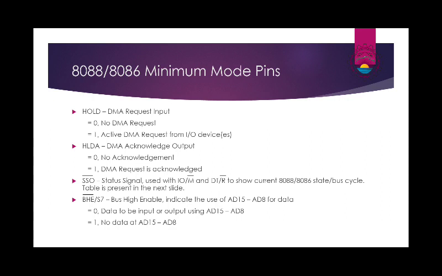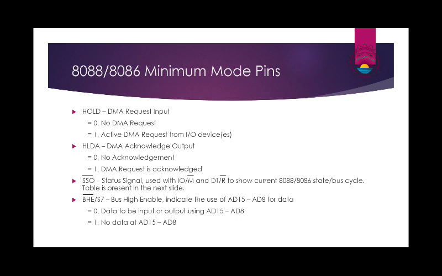Then we have to discuss the SS0 bar pin, that is 8088 microprocessor pin. This pin is called a status pin, and that is an output pin. In conjunction with IO/M bar and DT/R bar, this SS0 pin shows the current state or bus cycle of the 8088 microprocessor. The table for that state of the 8088 microprocessor is present in the next slide.